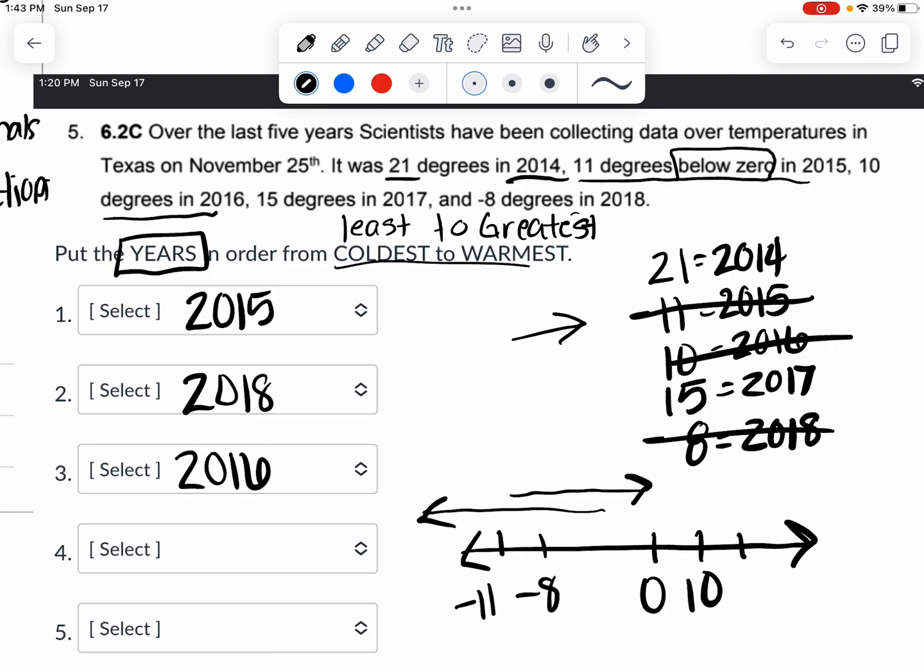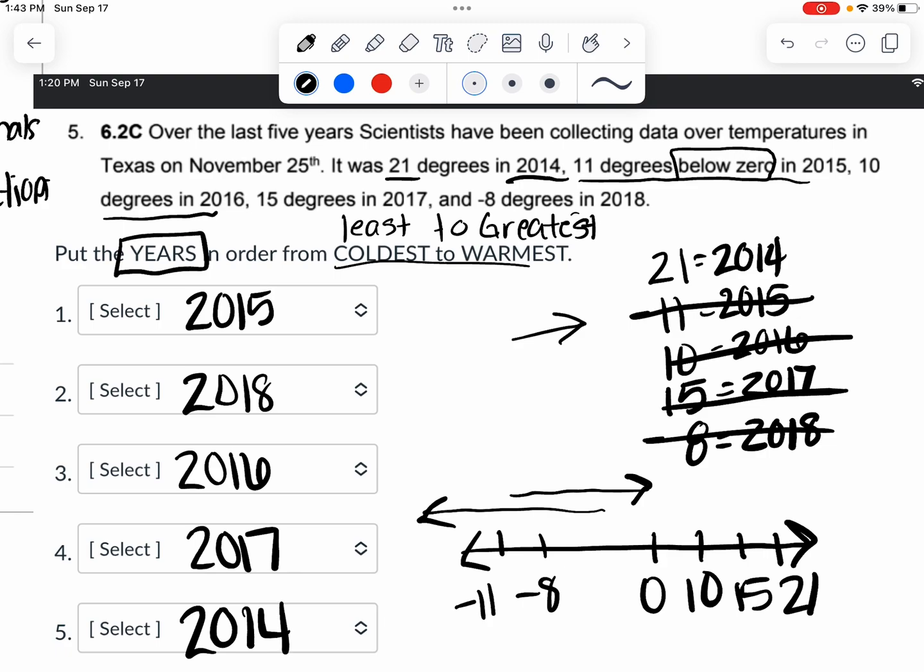And then we would have 15. So that would be 2017. And then 21, which would be 2014. Okay, so make sure we're reading it carefully because it does ask for the years and not the numbers. And always draw a number line to help you.